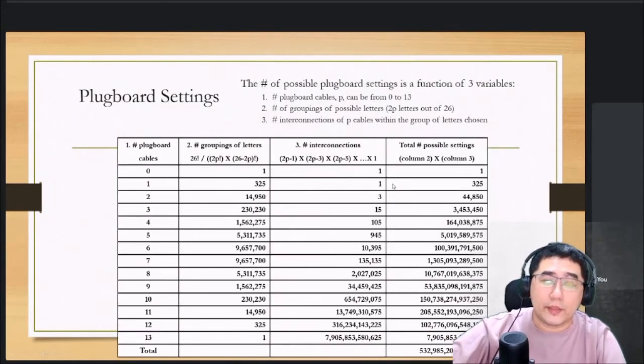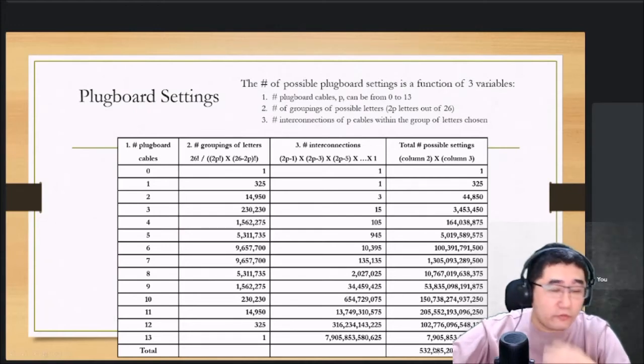Okay, back to mathematics. If we look at the plugboard setting itself, earlier I said that you can use 0 cables, 1 cable, 2 cables, up to 13 cables, because you only have 26 letters. So there are many different possible settings. If we take all into account, the plugboard setting itself already has 15 figures: 532985208200576 possible setting arrangements.